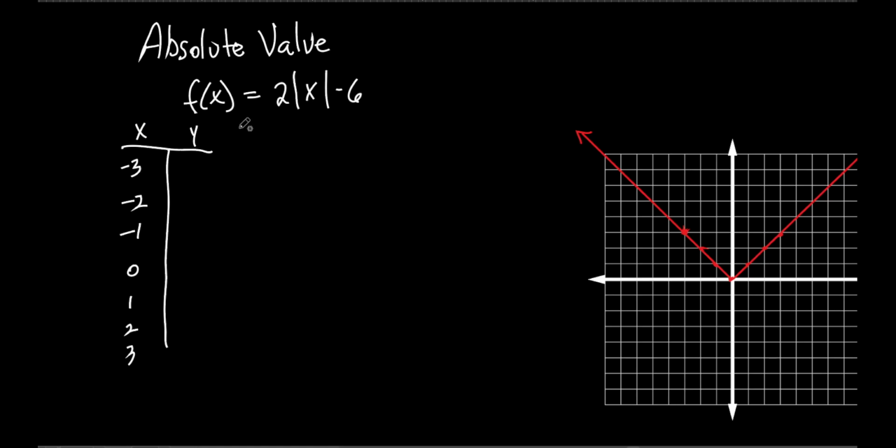All right? So if I put a negative 3 in for the x, well, you take the absolute value of negative 3, which is 3. 3 times 2 is 6. 6 minus 6 is 0. Okay? Then let's put the negative 2 in there. You'll eventually see a pattern. We don't have to do the math every single time. Okay? Put a negative 2 in for x. So what's the absolute value of negative 2? 2 times 2 is 4 minus 6 is negative 2.